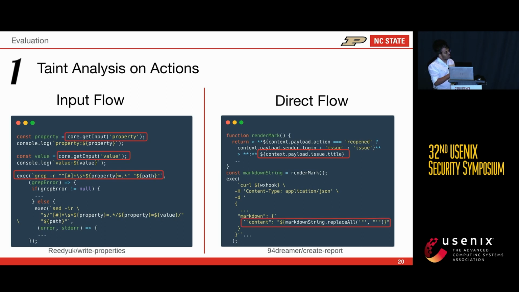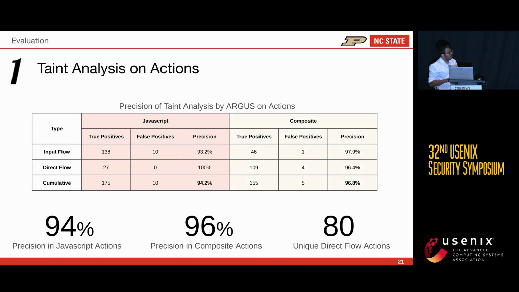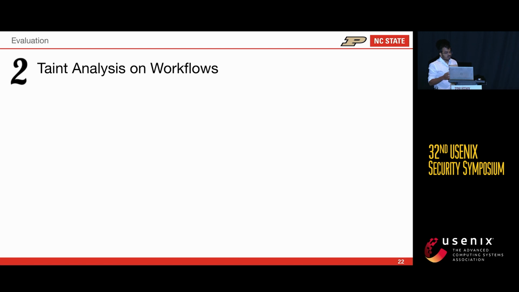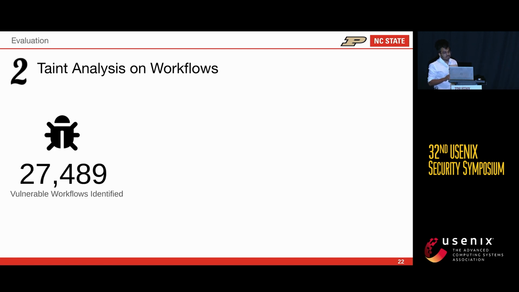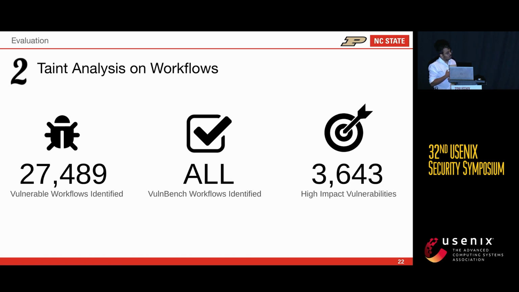So any action that has a direct flow vulnerability causes any workflow that uses it to be vulnerable. We evaluated the precision of ARGUS on these actions. We found out that we had a 94% precision on JavaScript actions, 96% on composite actions, and we found 80 unique direct flow actions that cause any workflow using them to be vulnerable. For taint analysis on workflows, we identified 27,000 vulnerable workflows, including all of the workflows in the Workbench, and ARGUS classified 3,600 of them as high impact.